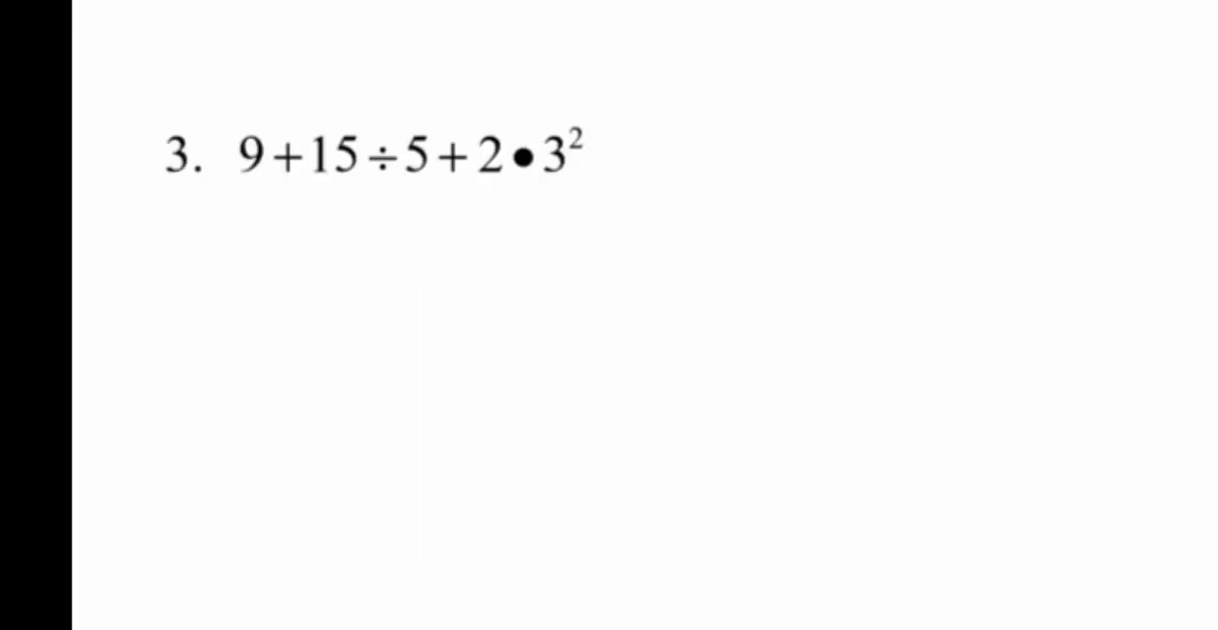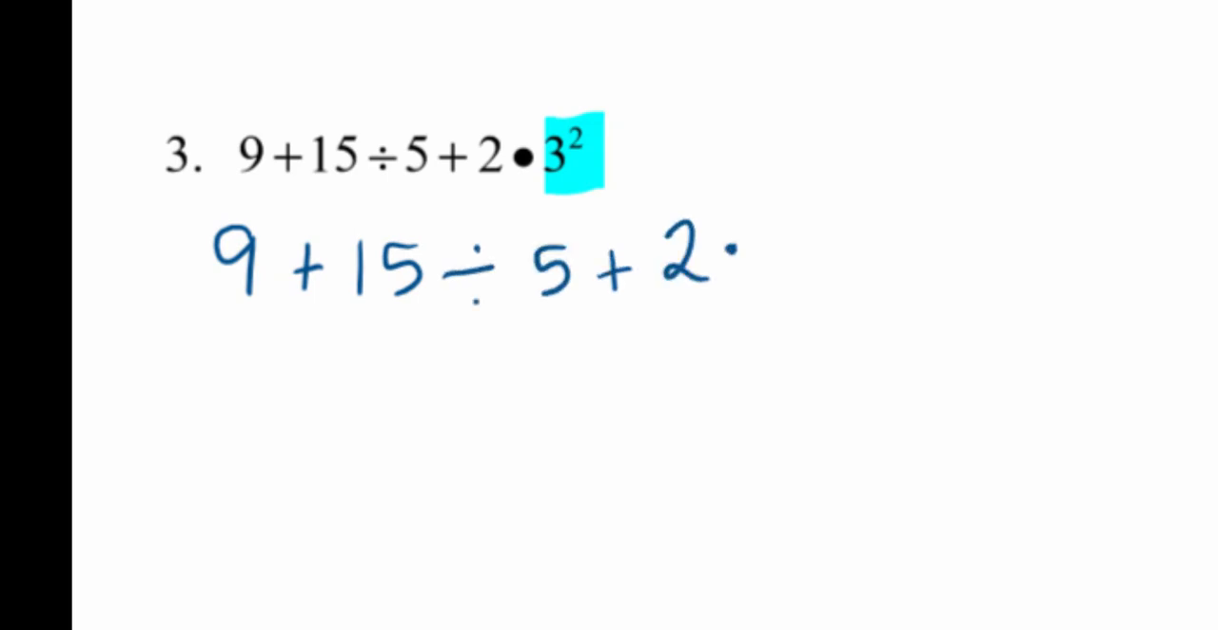There are no parentheses. Did you notice? So we're going to go straight into our exponents. And the exponent is clear here at the end with the 3 squared. So the first step, I'm going to write everything. I like to rewrite my work so that I can follow it. Instead of the 3 squared here, we're going to put 9 because 3 times 3 is 9.